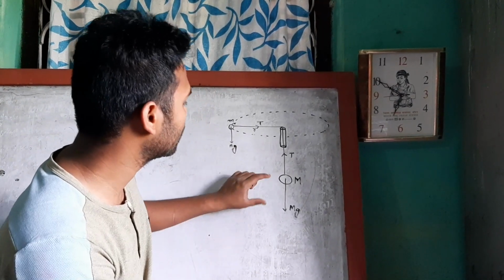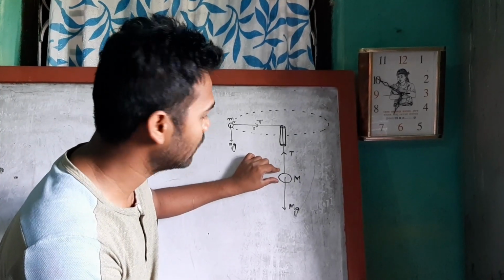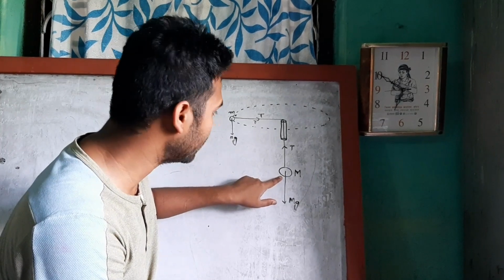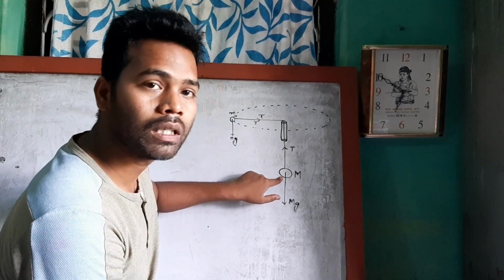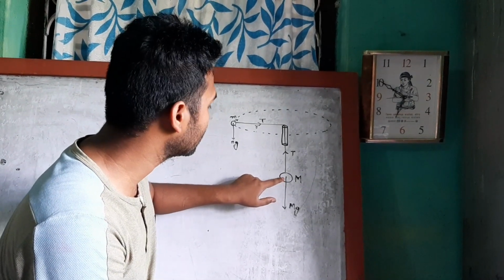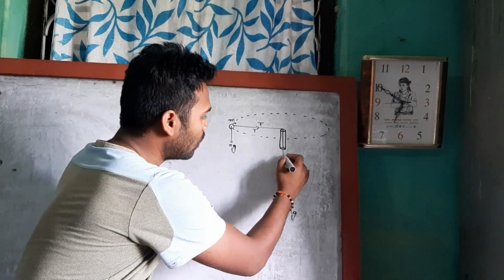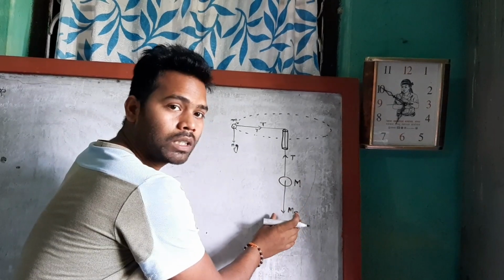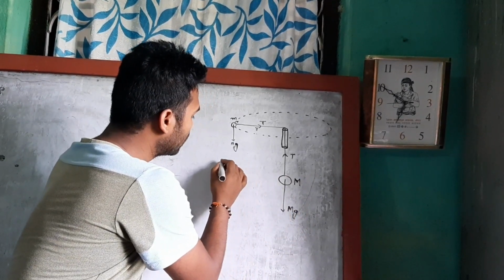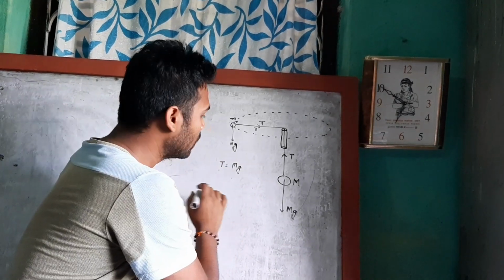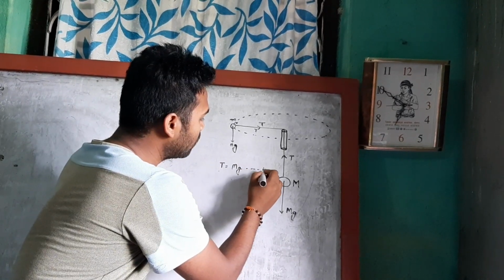Now let's come to this body. Here we know this body remains in a state of rest, and from Newton's second law, since the body is at rest, the upward force and downward force must be equal. Therefore T is equal to Mg. Okay, this is equation number 1.